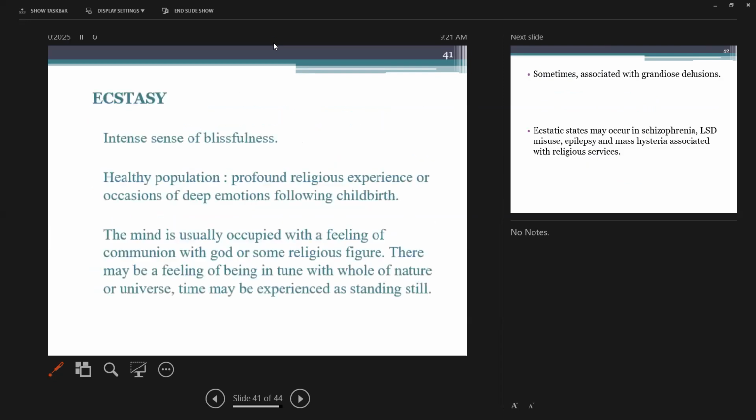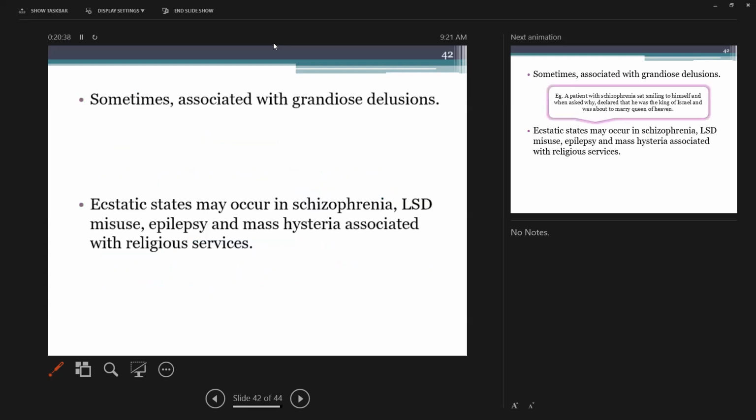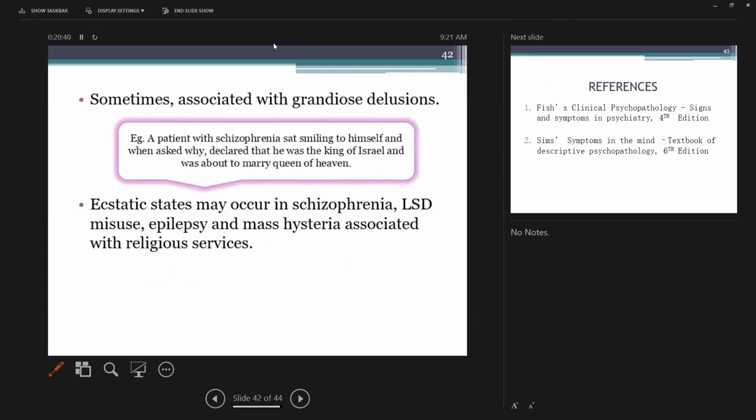Ecstasy is an intense sense of blissfulness. The mind is occupied with feelings of communion with God or some religious figure. There may be a feeling of being in tune with the whole of nature or universe, and time may be experienced as standing still. Sometimes it is associated with grandiose delusions.